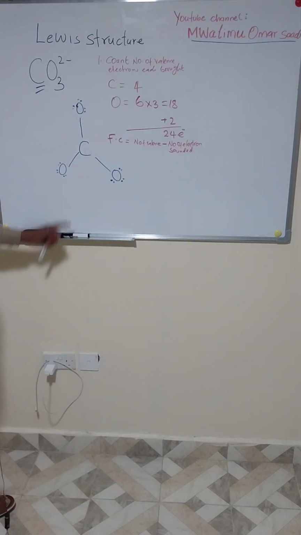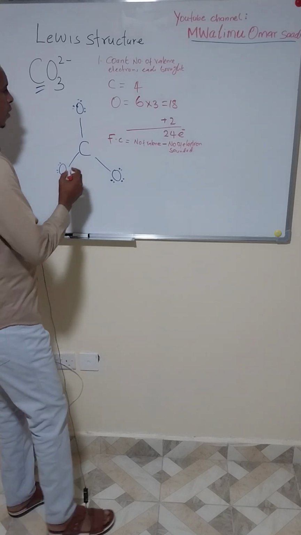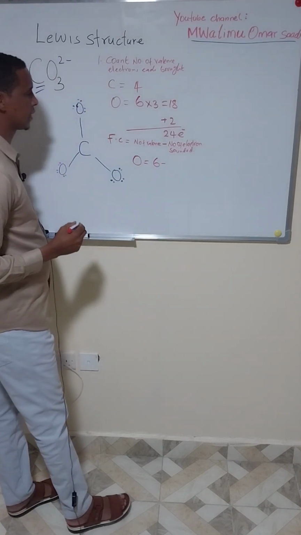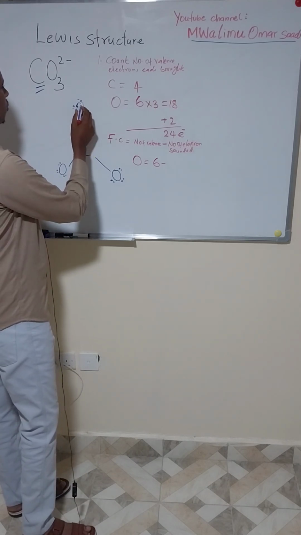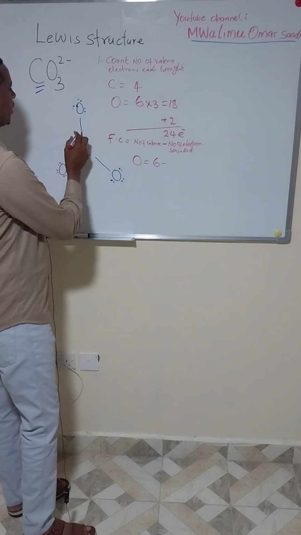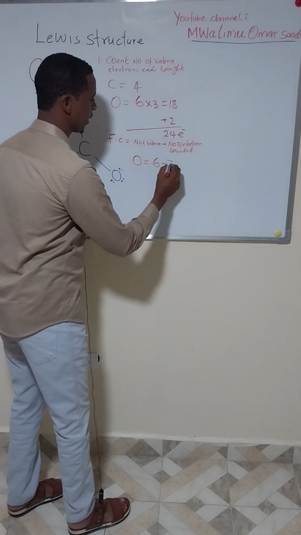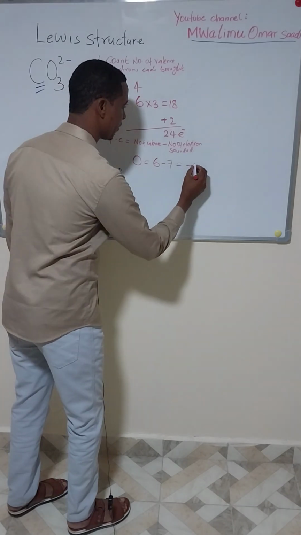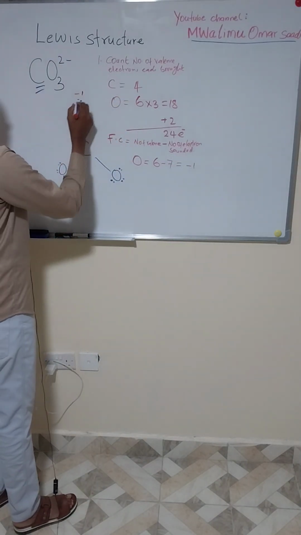To get the formal charge of oxygen, oxygen brought 6 electrons, minus here we have 1, 2, 3, 4, 5, 6 electrons. Here you count half, so that is 7, minus 7 electrons surrounded by the oxygen atom. So here we now have -1. Each oxygen atom will have -1.